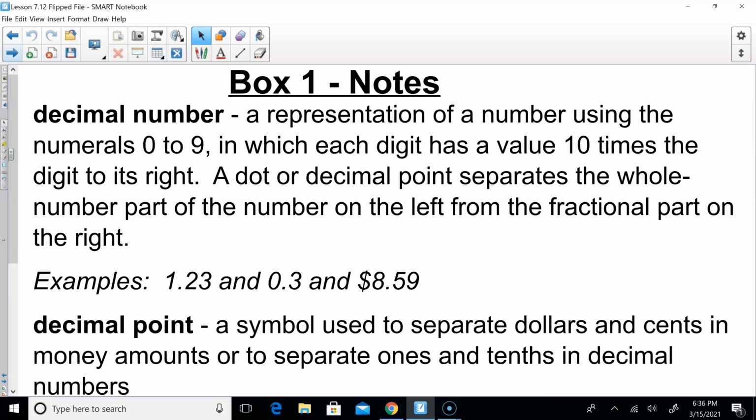So a quick review of our notes that you've seen before. We know a decimal number usually has a dot that separates the whole number from the decimal number. The decimal part is a fraction of the whole. The decimal point is the symbol in the middle that separates the whole from the part. We very well see it in numbers. We also see it in dollars and cents, since cents are part of a dollar.